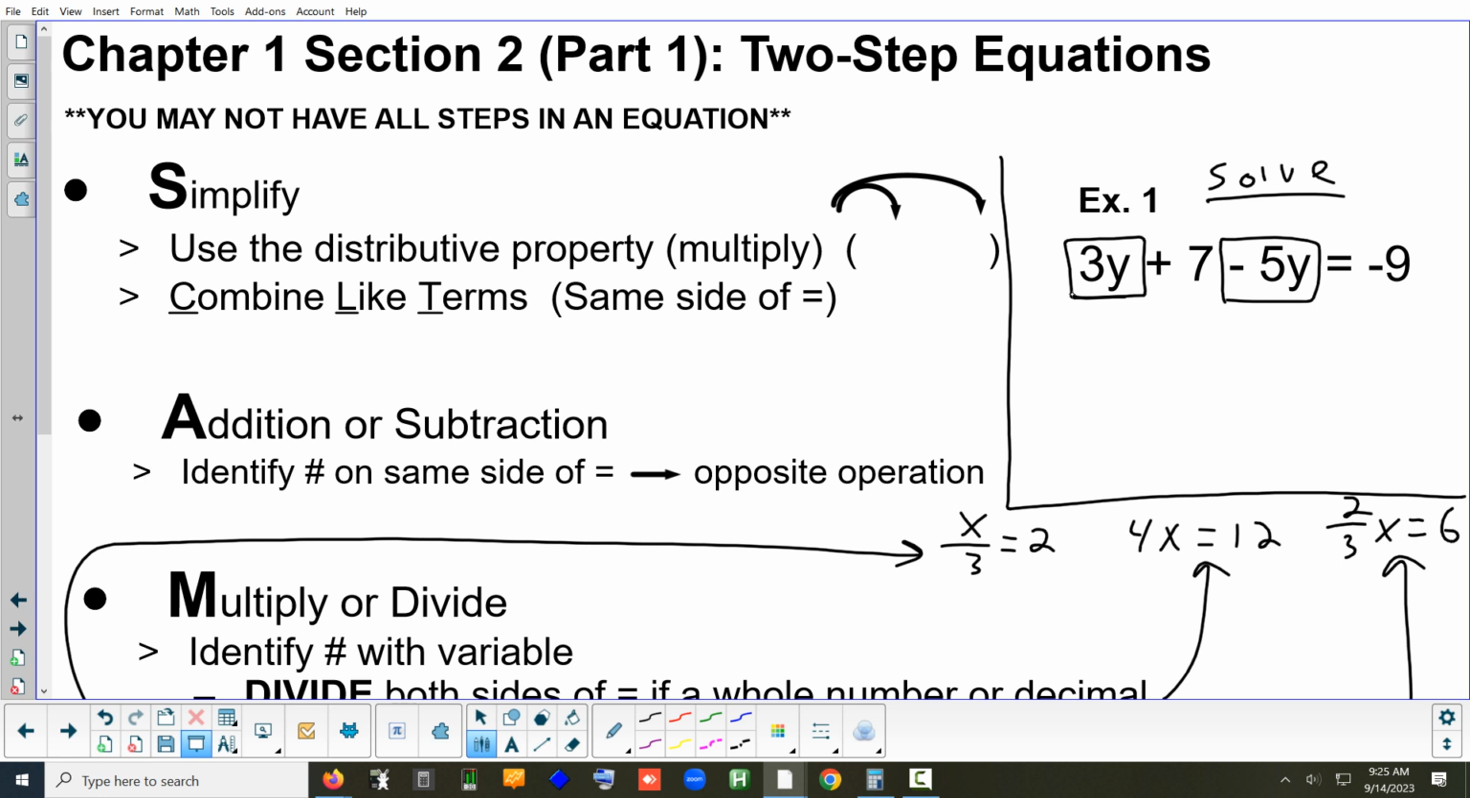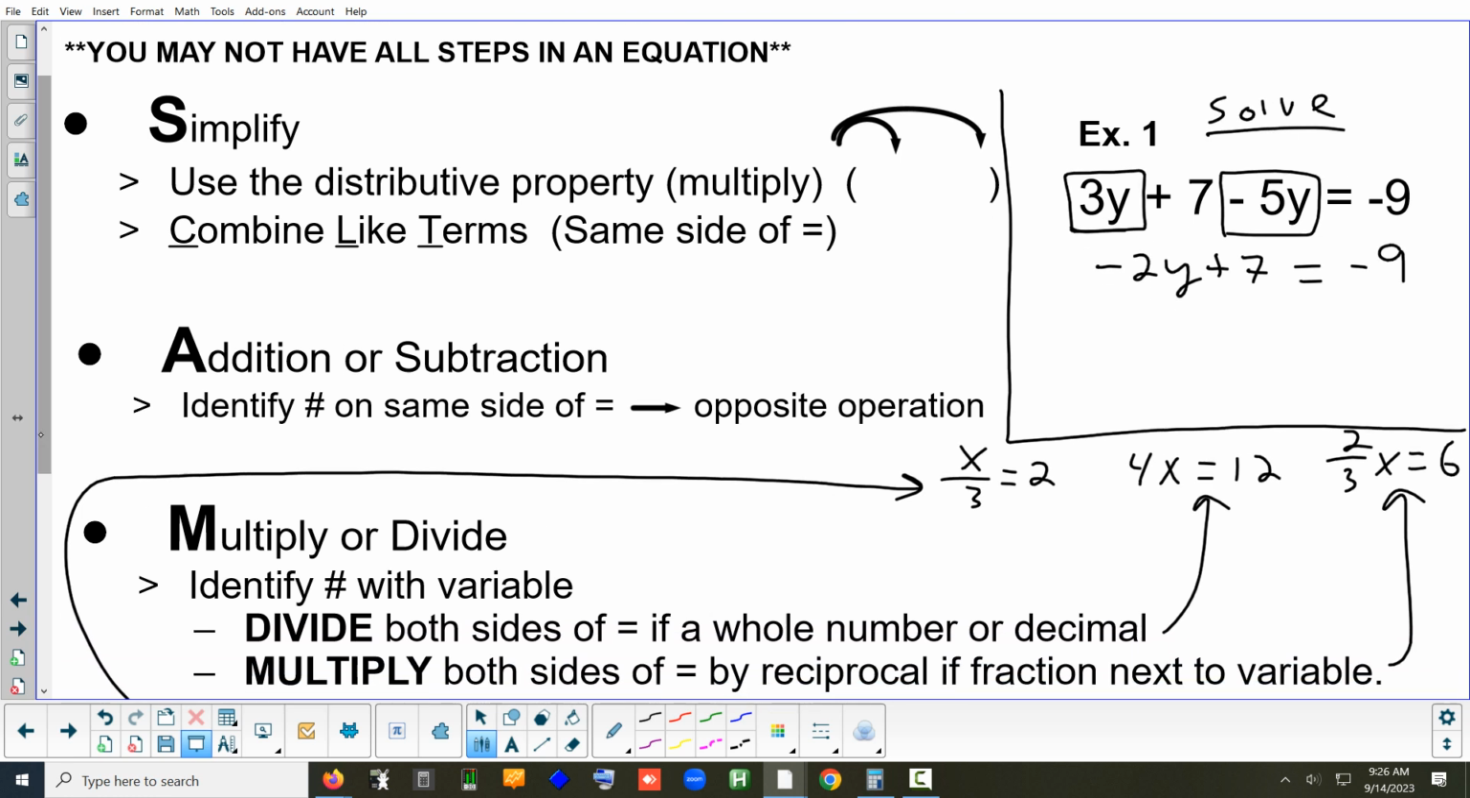But what do you get if you combine 3y and negative 5y? Yeah, just imagine combining the numbers, 3 and negative 5. That gives you negative 2. And make sure you put the letter down that was next to them originally. So that's a negative 2y. What else is still on the left-hand side? The plus 7 is still there. And on the right side? Negative 9. Okay, so that was the simplify step. We're done with that.